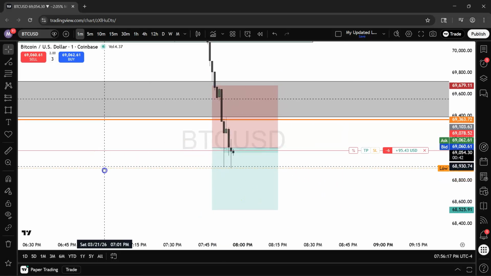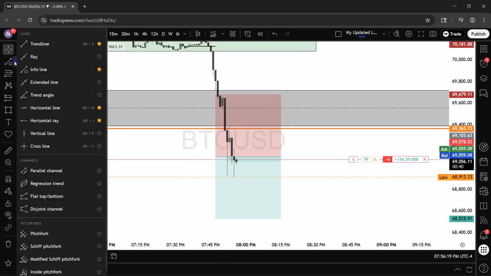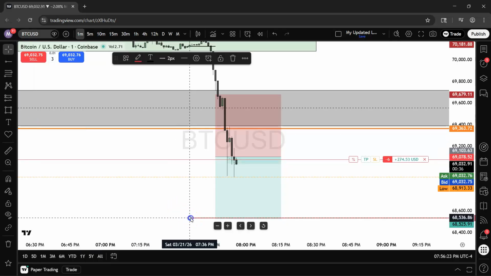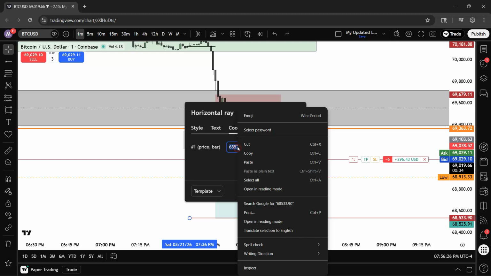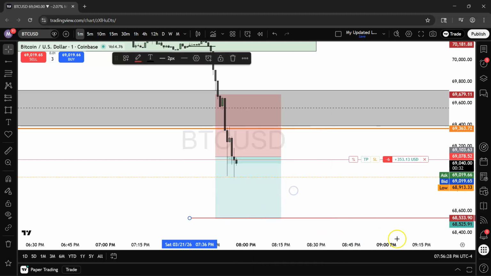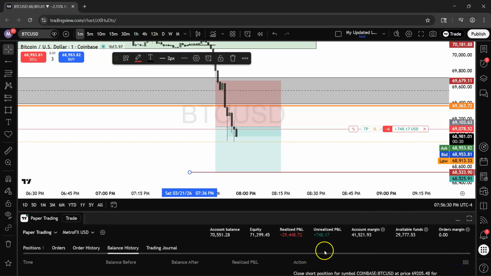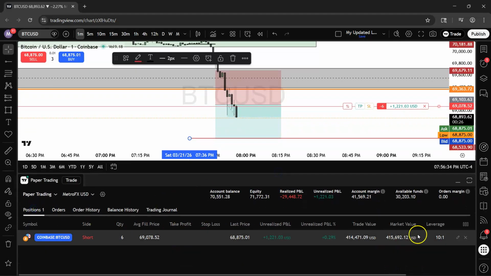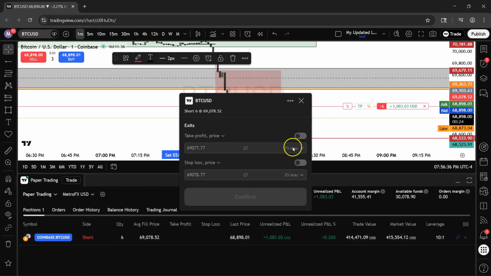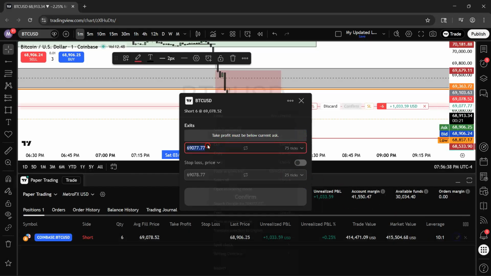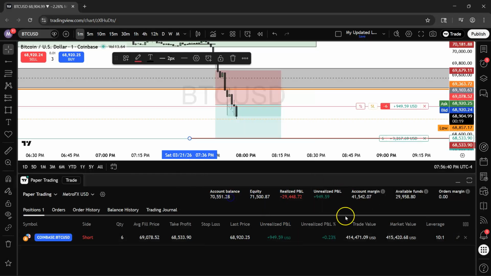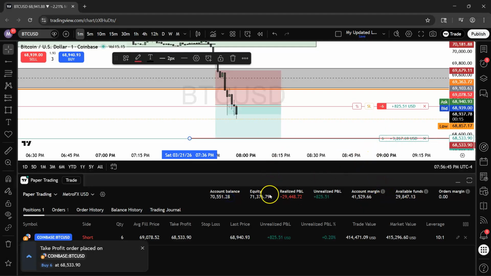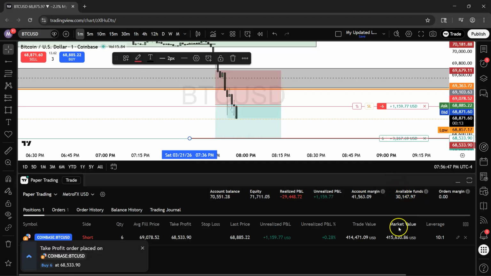Let me go ahead and set my TP number, which is right here. I'm going to copy the coordinates and place it as a take profit under positions. I'm going to do it pretty quick because it's happening pretty fast. Confirm that, and that would be a $3,000 profit if it does hit the TP number.